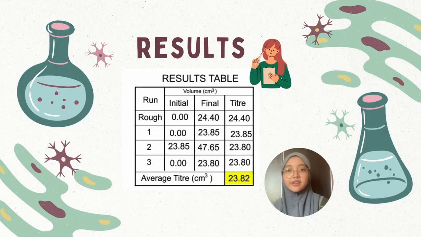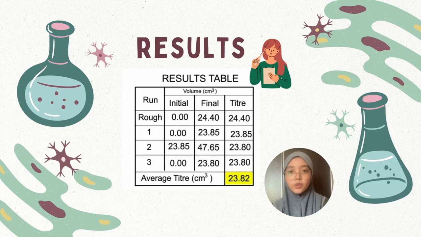Now, let's look at the results obtained from the volumetric analysis. A rough titration was first carried out, giving a titer value of 24.4 cm3. This value was used only as a guide and was not included in the final calculation. 3 accurate titrations were then performed. The titer values obtained were 23.85 cm3, 23.8 cm3, and 23.8 cm3. These values are very close to one another, showing good precision and consistency in the experiment.